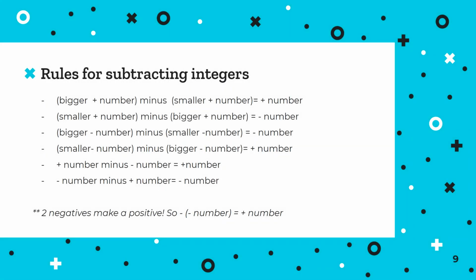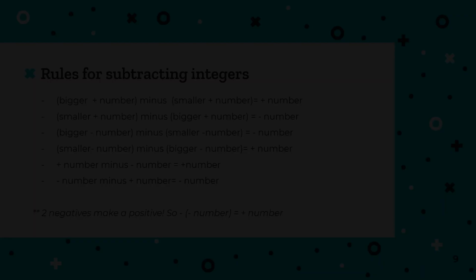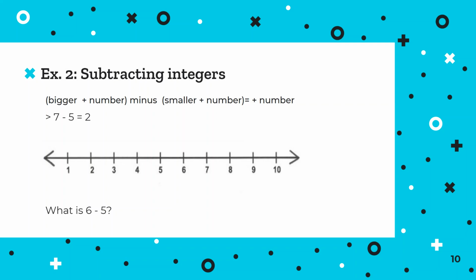Okay, so now we have some rules for subtracting integers. Again, pause the video, take some notes, write these down. Okay, so here we have the most basic, which is a bigger positive number minus a smaller positive number, which will give us a positive number.